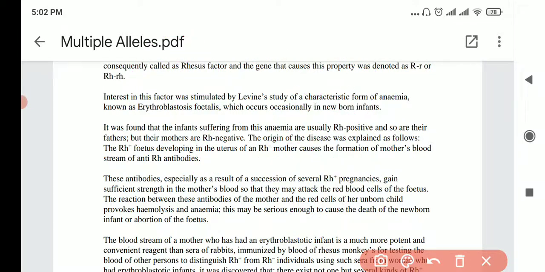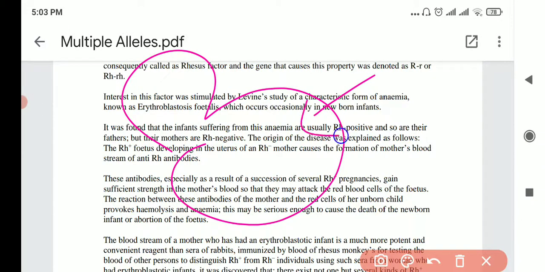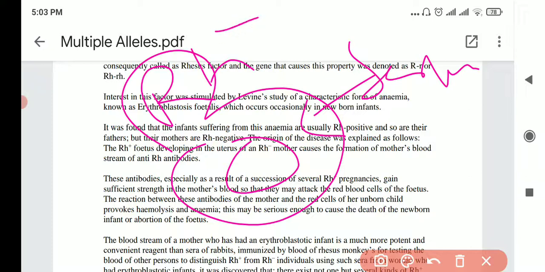But medical science now says that you can inject the mother with some serum which will go and bind with the Rh negative antibodies so that they cannot attack anymore.